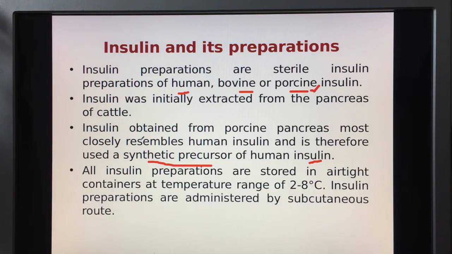All the insulin preparations have to be stored in airtight containers, and the temperature should be within 2 to 8 degrees centigrade. They are administered by the subcutaneous route.